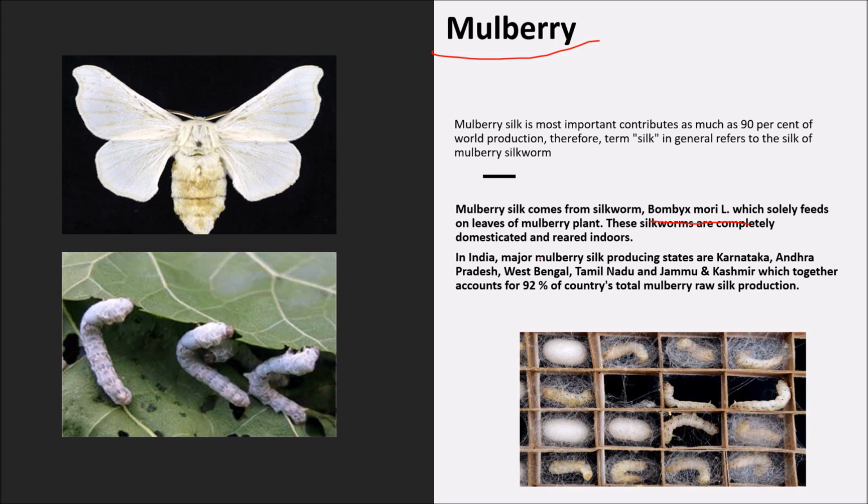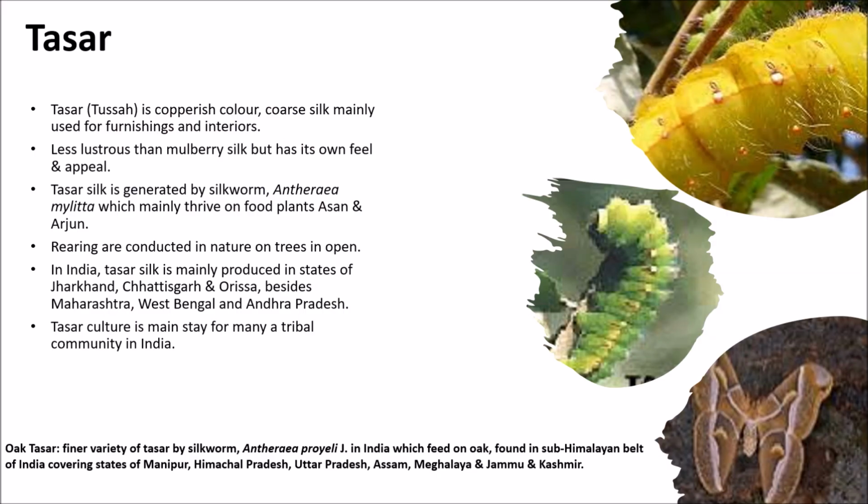In India, mulberry silk is being produced in parts of Maharashtra, Andhra, Bengal, Tamil Nadu, Jammu and Kashmir, accounting for 90 to 92% of the raw silk production in India. Talking about the next important silk, which is called Tasar or Tussar silk. This is a copperish-colored silk, which is used for making furnishings and interiors. It is less lustrous than mulberry, but it has its own appeal and feel.